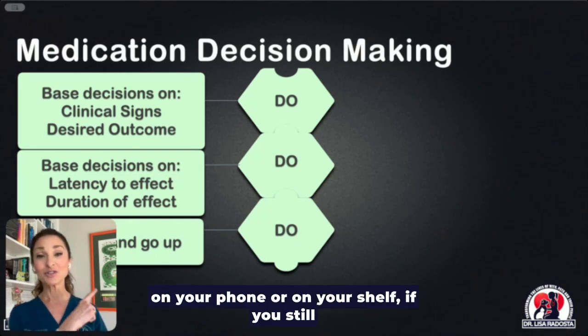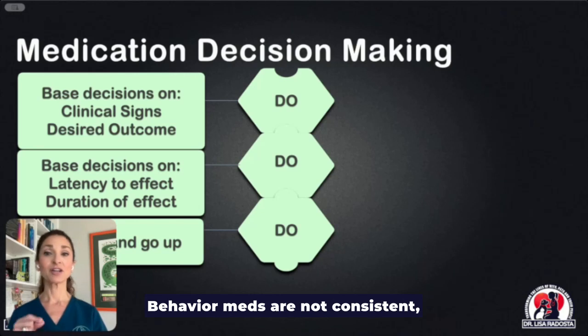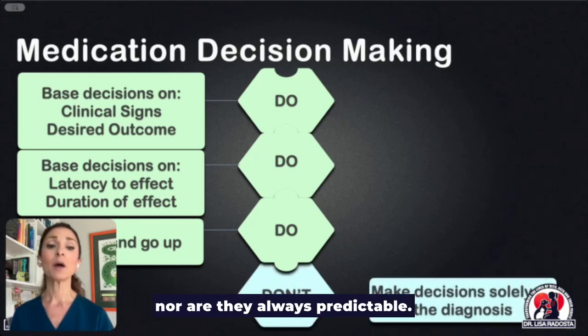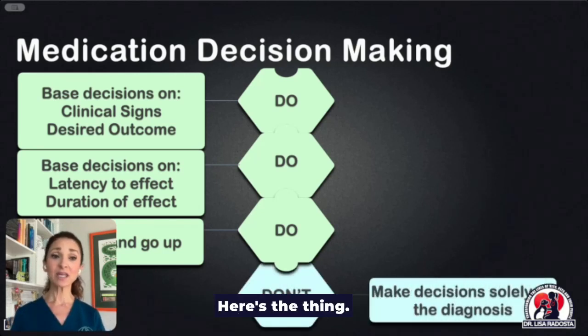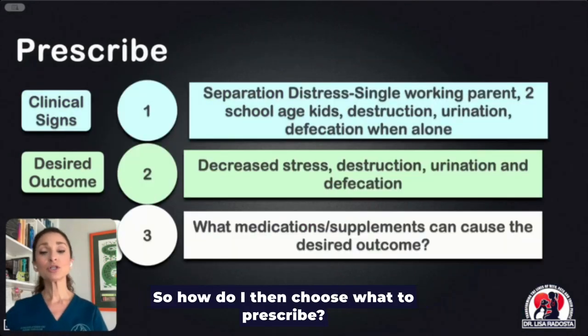Do start low and go up, no matter what it says in that formulary you have on your phone or on your shelf. If you still like paper formularies, start low and go up. Behavior meds are not consistent, nor are they always predictable. Here's the thing. Don't make a decision based on the diagnosis. So how do I then choose what to prescribe?